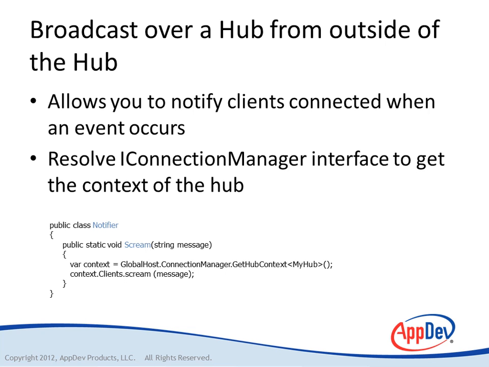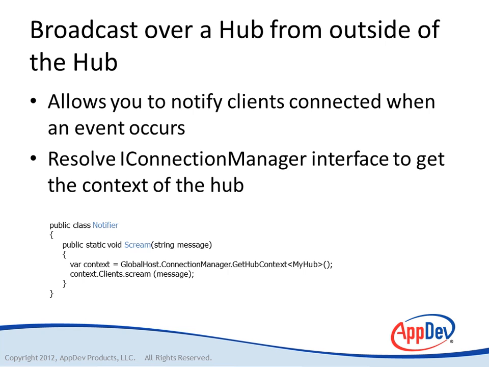Within it we have a static method of Scream passing a message across, and within that we are getting the variable context with the GlobalHost.ConnectionManager.GetHubContext, and then we're passing in MyHub, which is derived from the Hub of SignalR. And then the next line we have context.Clients.Scream passing the message across. Now the context is the current hub. The .Clients represents that we want to pass this to the client side, and the Scream is actually the client side function called Scream passing the message.